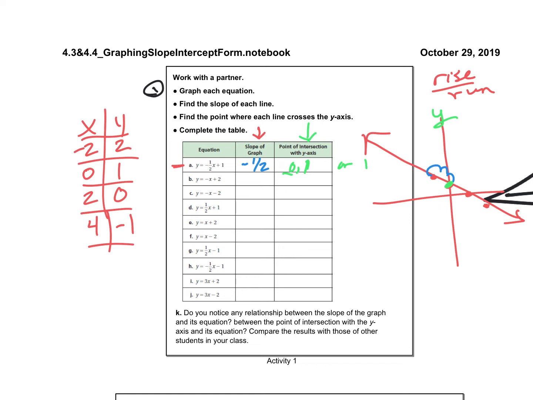So, really quickly, first thing you do is graph it, which is what I did in red. In blue then, I found the slope of each one, rise over run. And then in green, I found where it crossed the y-axis. Complete this, and you can pause the video and then come back and we'll talk about it.